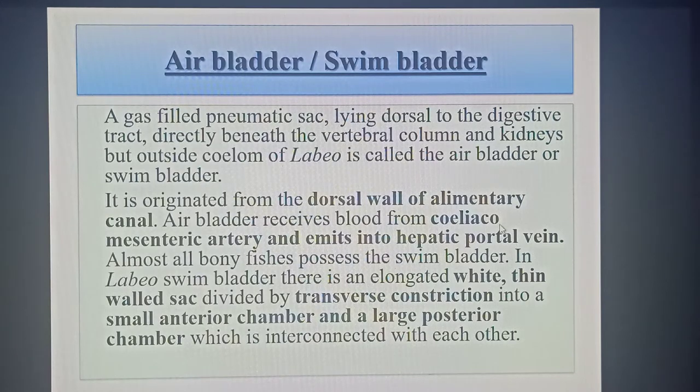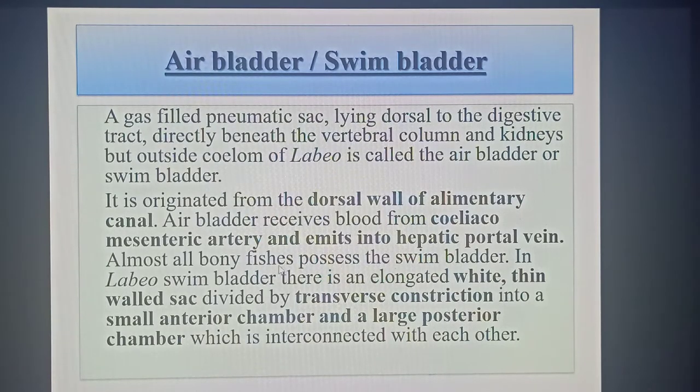Air bladder receives blood from the celiacomesenteric artery and empties into the hepatic portal vein. That means, it's again a very important question for you: air bladder receives blood from which one? Air bladder receives blood from the celiacomesenteric artery and empties the blood into the hepatic portal vein. Almost all the bony fishes possess the swim bladder.